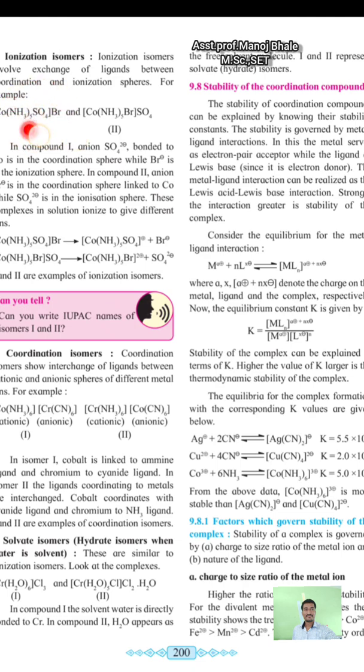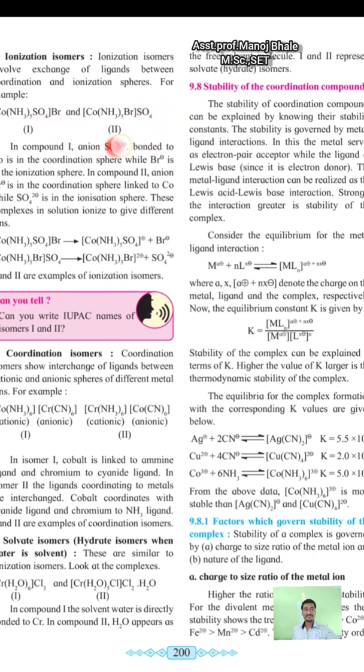In the first example, sulfate is inside of the square bracket, and in the second example sulfate is outside of the square bracket, and inside of the square bracket there is a bromine. But in the first example, bromine is outside of the square bracket. So that means there is a difference only between ions: sulfate ion and bromine ion. That means there is a difference only between this structure, that is the ions.